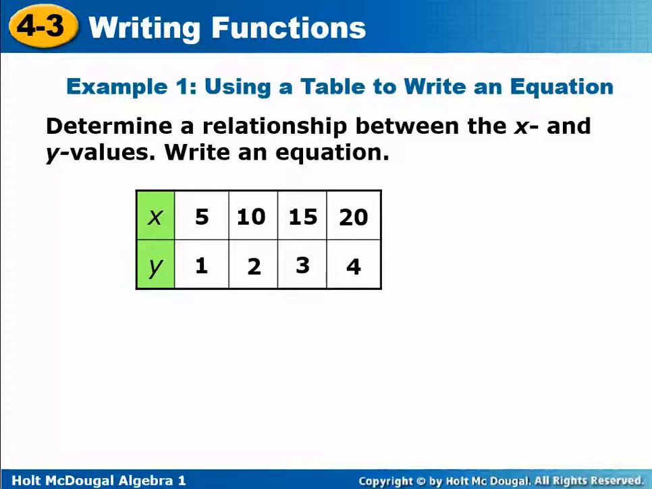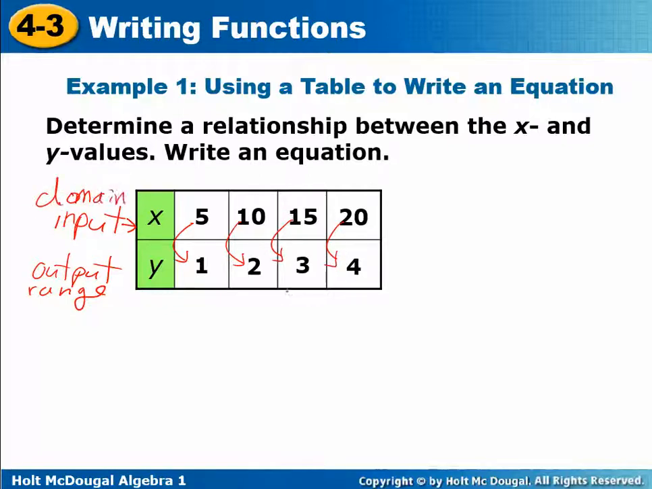All right, so first of all, we're going to just see if we can figure out what happens to x to get y. Remember that x is the domain, the input. So we are inputting in these numbers, and the output or the range is the y values. So you need to figure out, how did I go from 5 to 1? How did I go from 10 to 2? How did I go from 15 to 3 and 20 to 4? And you have to have the same thing each time. It's the same rule for all of these numbers in this table.